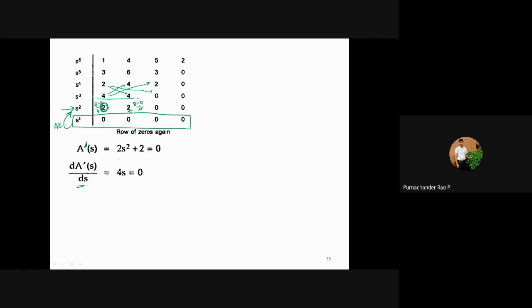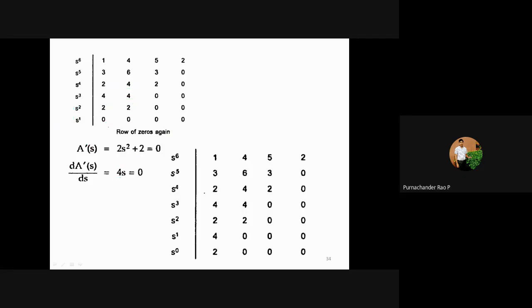So this is going to be 4 into s. This term is going to be 0. So this value should be replaced by 4. So s power 1 will be replaced by 4. Then we need to redraw the table. The Routh array will be redrawn again.